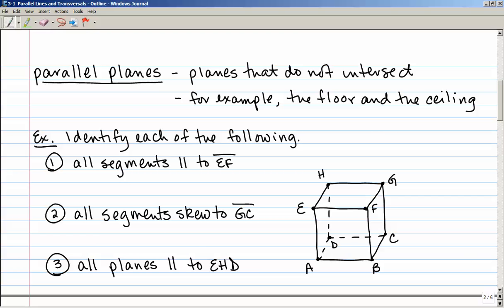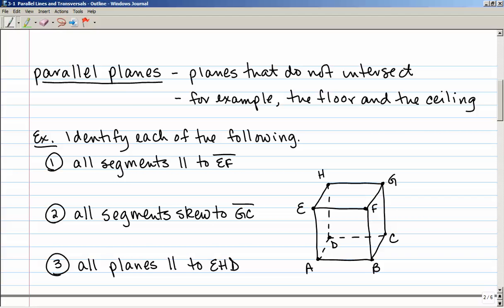Given this cube with all of the vertices labeled, identify each of the following. Number 1, all segments that are parallel to segment EF. So segment EF is the front top of the box. Actually, if you're having a hard time picturing this cube in 3 dimensions, you might want to get your hands on one of those cube-shaped Kleenex boxes. That might help you to visualize it a little bit better.